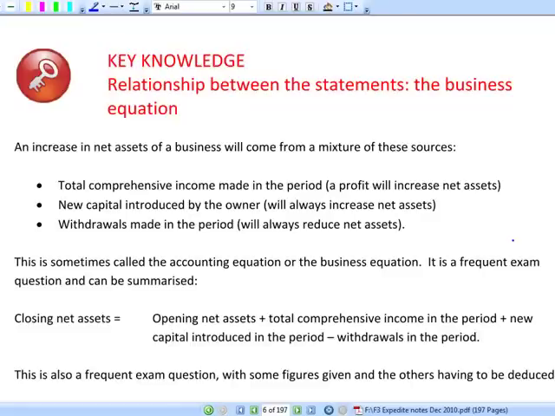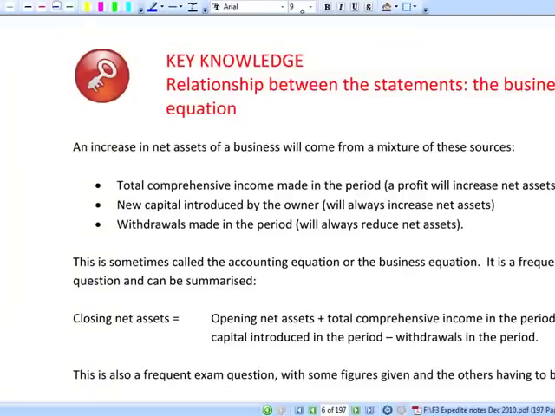There might be other things as well, other gains taken directly to equity. New capital introduced by the owner is always going to increase net assets. And the opposite of that is withdrawals, otherwise known as dividends, or drawings as some people call them. Any limited company, whether a private limited company or a public limited company, calls them dividends. Any sole trader or partner calls them drawings or withdrawals. Withdrawals in the period will always reduce the net assets of the business.